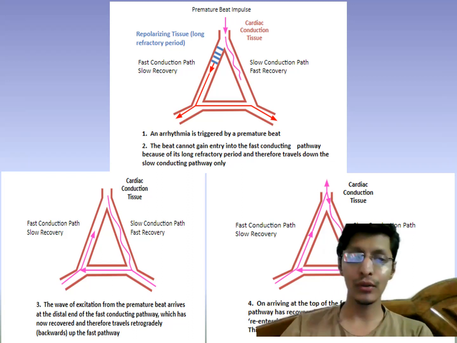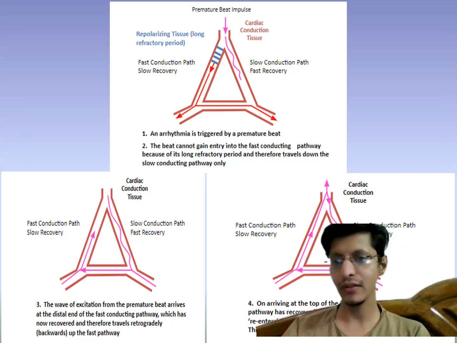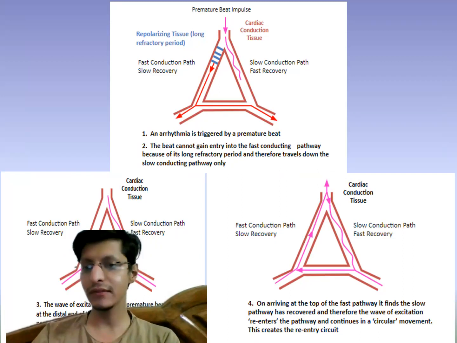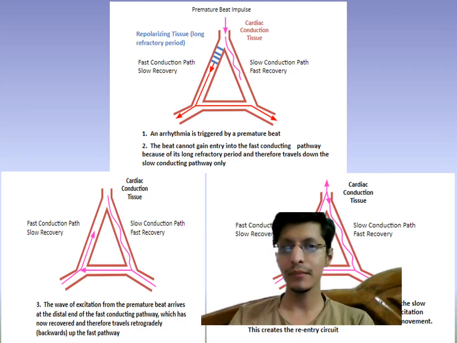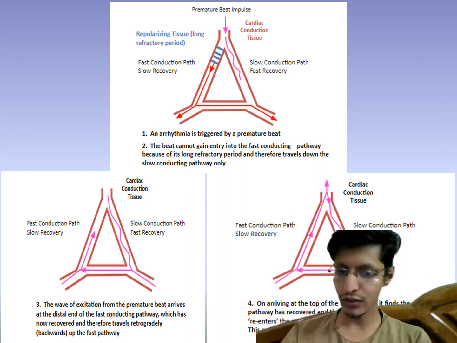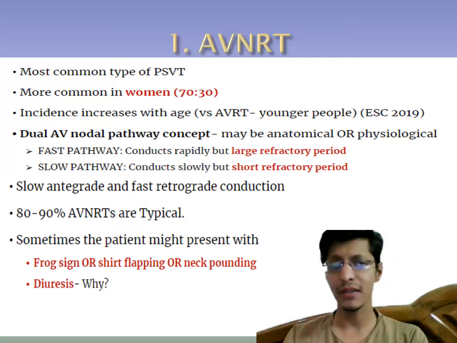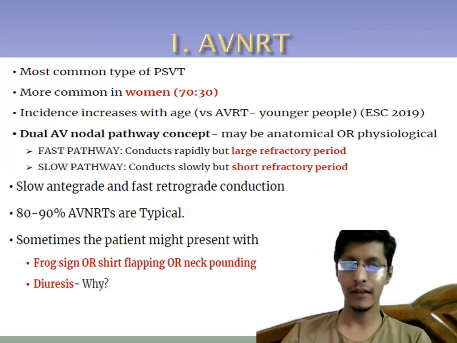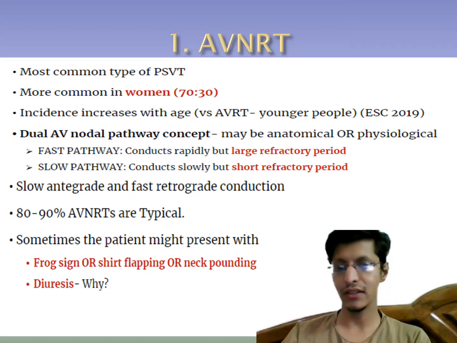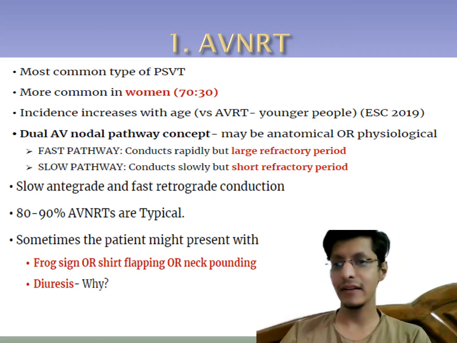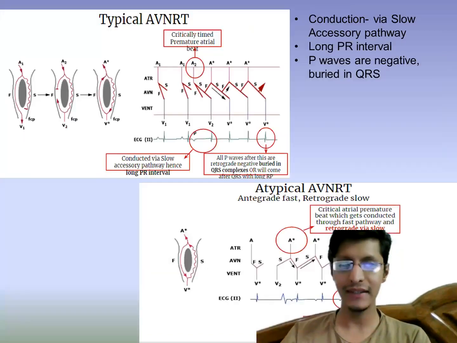It will go and merge with the fast pathway, and here you can see that on arriving at the top of the fast pathway, it merges with the slow conduction pathway and forms a circular movement, correct? So if there's an ectopic beat or a premature beat over here, that will activate the slow conduction pathway. Next, AVNRT is the most common type of PSVT. It is most commonly seen in females, and the patient might have a frog sign or a shirt flapping or a neck pounding sign. Why is there diuresis? Because of the increased atrial natriuretic peptide release.